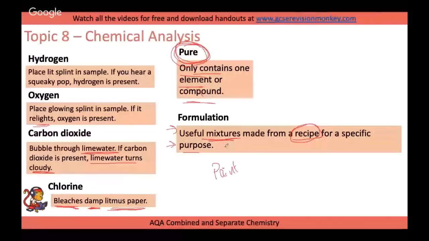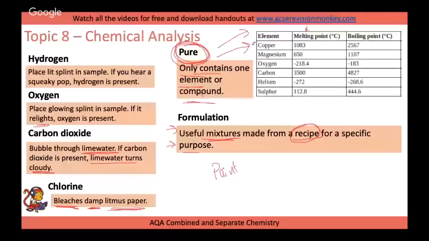Pure substances you will recognise because they have very specific melting points and boiling points. For example, you'll know if a substance is pure copper because it will have an exact melting point of 1083 degrees. It will have an exact boiling point of 2567 degrees. You find these data tables online, and they tell you the exact melting and boiling point of a pure substance.